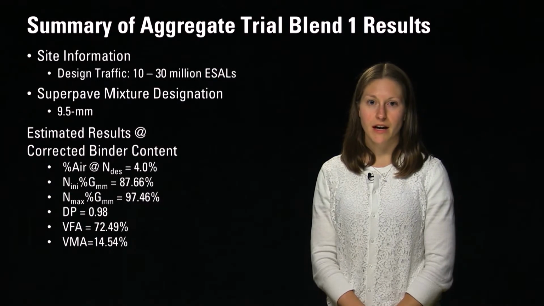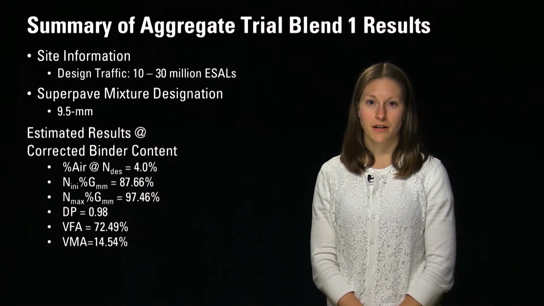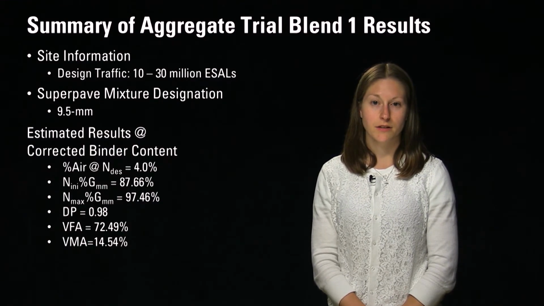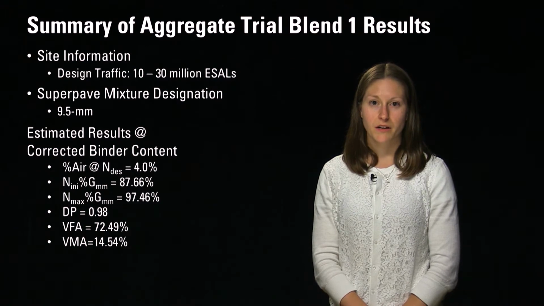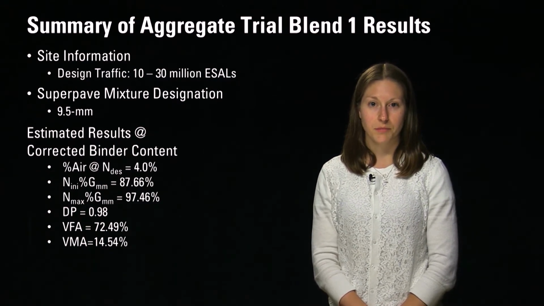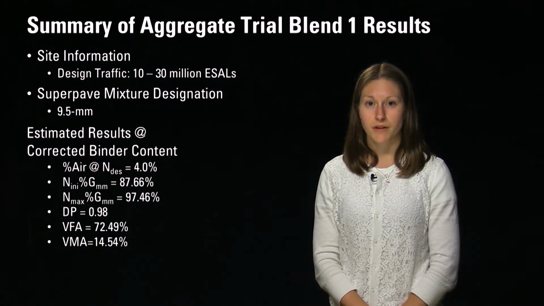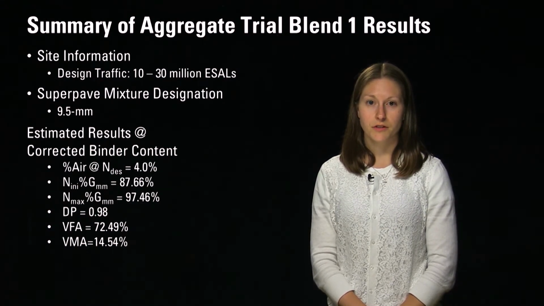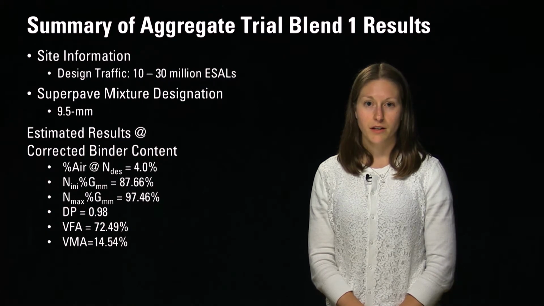Once we have prepared an asphalt mixture using a trial aggregate blend and then calculated the volumetric properties of the mixture at a corrected asphalt content, we can evaluate whether the aggregate blend is acceptable or will fail to meet SuperPave specifications. We'll go through an example of how to do this using the results of trial aggregate blend 1 that we've been working with in all the previous videos.